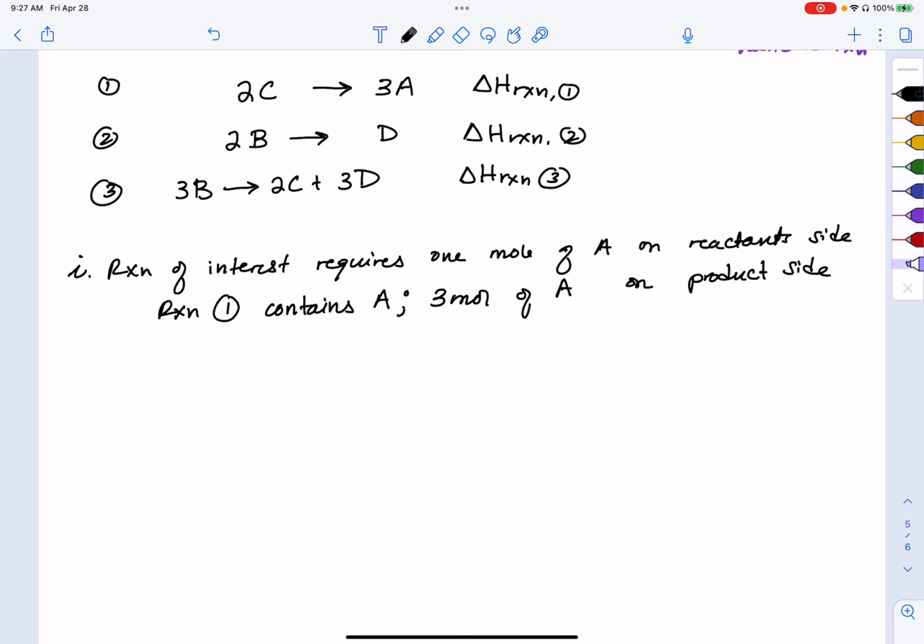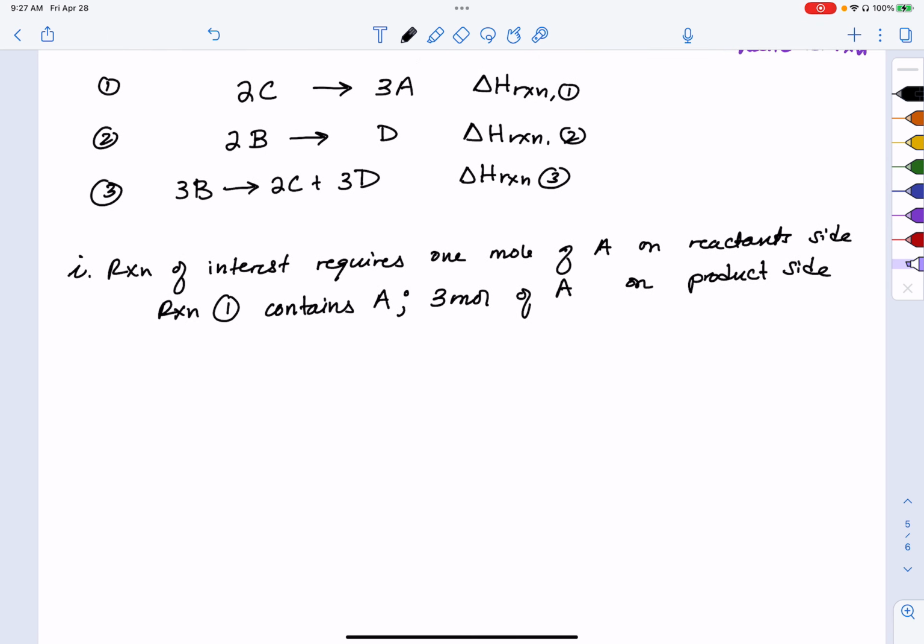So if I want to get 1 mole of A, compared to the 3 moles of A, I'm going to need to divide reaction 1 by 3. And since I also now have this opposite side placement of where A is, I'm going to need to flip reaction 1. So not only am I going to have to take reaction 1 and reverse it, but I'm also going to need to divide everything by 3. Now, what does that mean is going to happen to my heat of reaction?